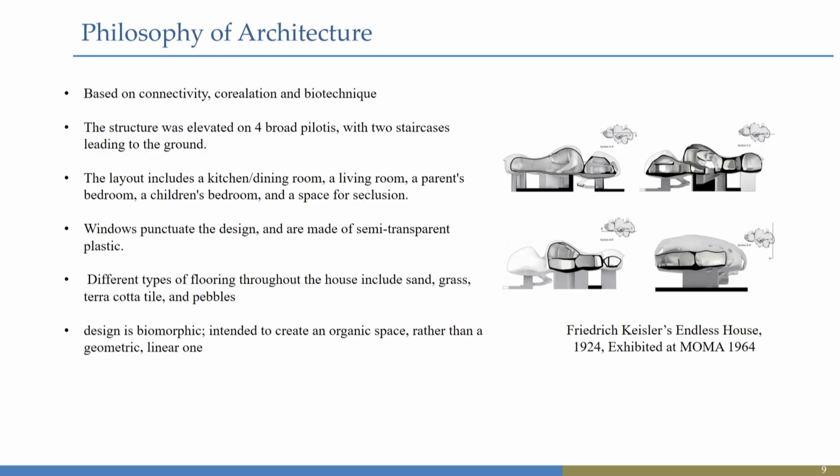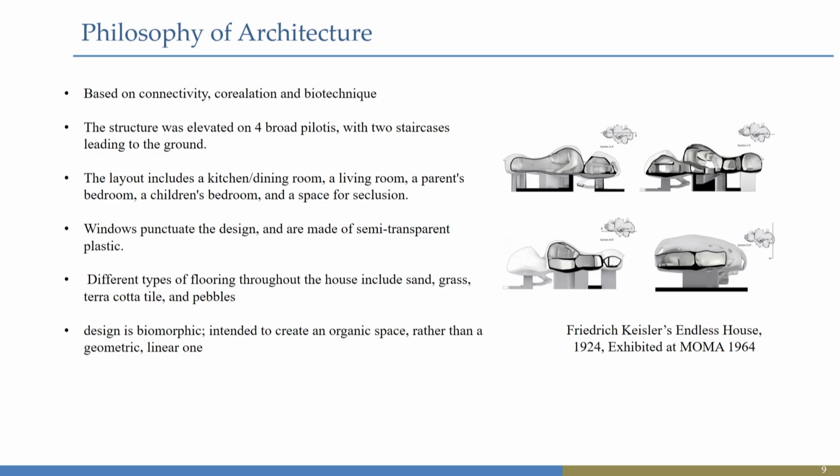This seems a little odd, the kind of house that he is presenting in this idea called endless house. But according to him, this design is based on connectivity, correlation and biotechnique. Okay, so it says that a human being is a biological entity, and the house where he lives should treat him as a biological, an organic entity, as an organism that relates to other organisms. That is why this building is based on connectivity, correlation and biotechnique.